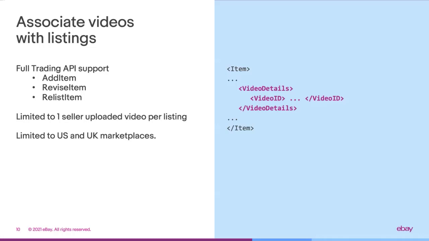It's as simple as you provide your item details, same as what you do for AddItem, ReviseItem, RelistItem today. You just introduce the new section, video details, and have your video ID that you created and associated with your item. One point to call out here is, unlike photos associated with listings, videos are ownership controlled, which means that the video needs to be owned by the person who owns the listing. So the same seller needs to upload the video and associate it with his or her listings. You cannot take an arbitrary video ID and assign it to some arbitrary listing from another seller.